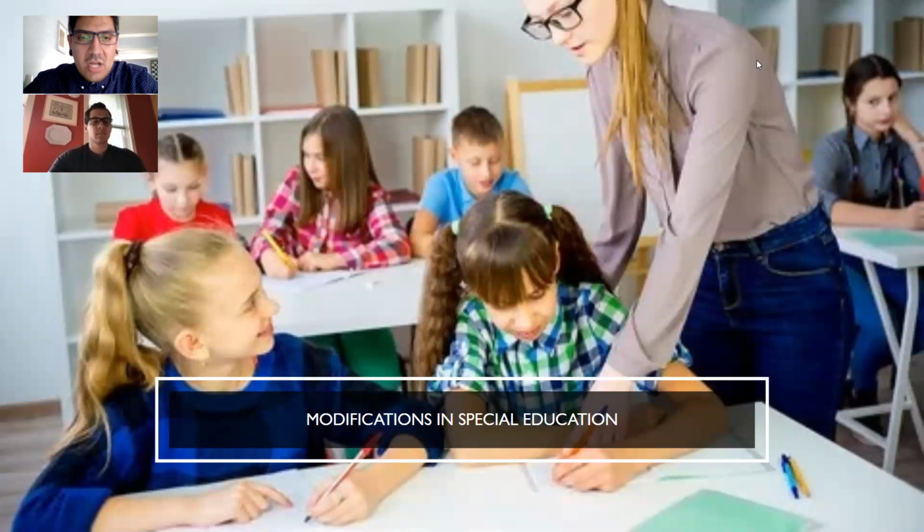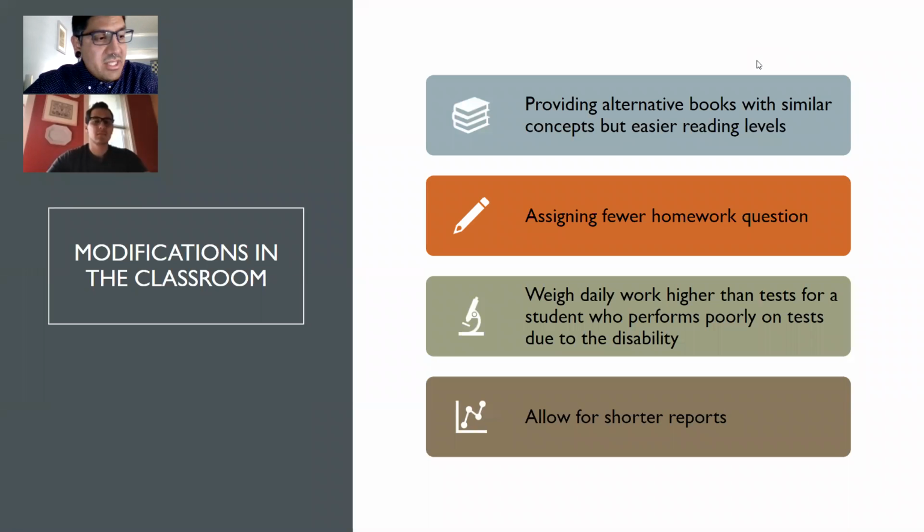So we talked about what accommodations are. Now, modifications, and what is that in a special education setting. Modifications, the definition is an adjustment to an assignment or a test that changes the standard or curriculum of what the assignment or curriculum is supposed to be. So once again, a modification is an adjustment to an assignment or a test that changes what the standard or the curriculum is supposed to be.